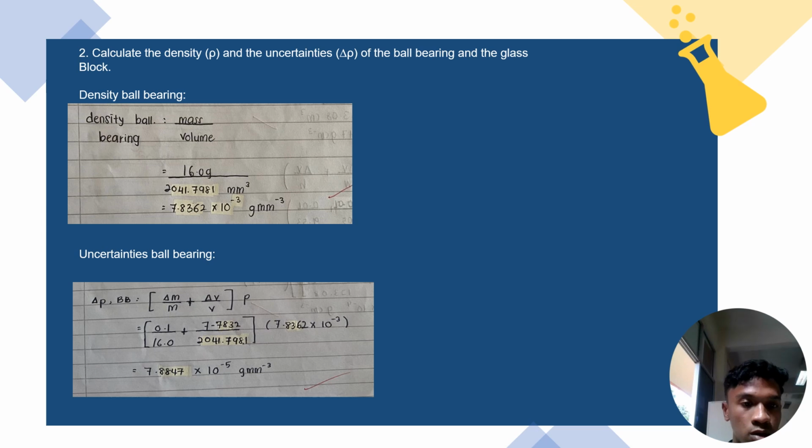For the uncertainties of the ball bearing density, we're going to use the formula delta M over M plus delta V over V, multiplied by rho. So we're going to use 0.1 divided by 16 plus 7.7832 divided by 2041.7981, multiplied by 7.8362 multiplied by 10 power of negative 3. So the answer is 7.8847 multiplied by 10 power of negative 5 gram millimeter power of negative 3.